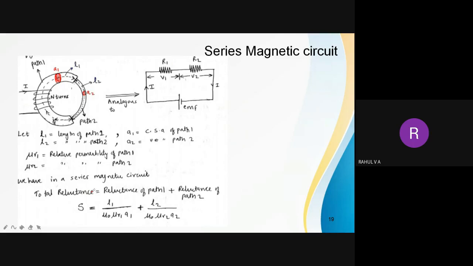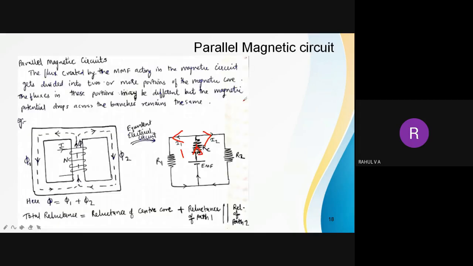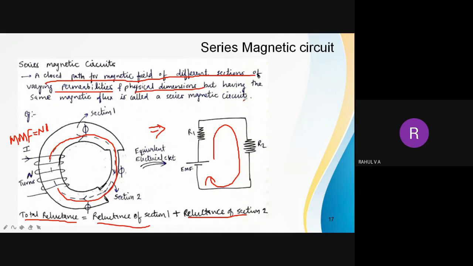You may have understood by now the difference between series magnetic circuit and parallel magnetic circuit. Now we will concentrate on series magnetic circuit and its numericals, because it is very important during your semester exam. When there is an option, probably it will come from series magnetic circuit or parallel magnetic circuit, so you can neglect parallel magnetic circuit and attend series magnetic circuit. So we will concentrate on series magnetic circuit. Are you clear with series magnetic circuit and parallel magnetic circuit?